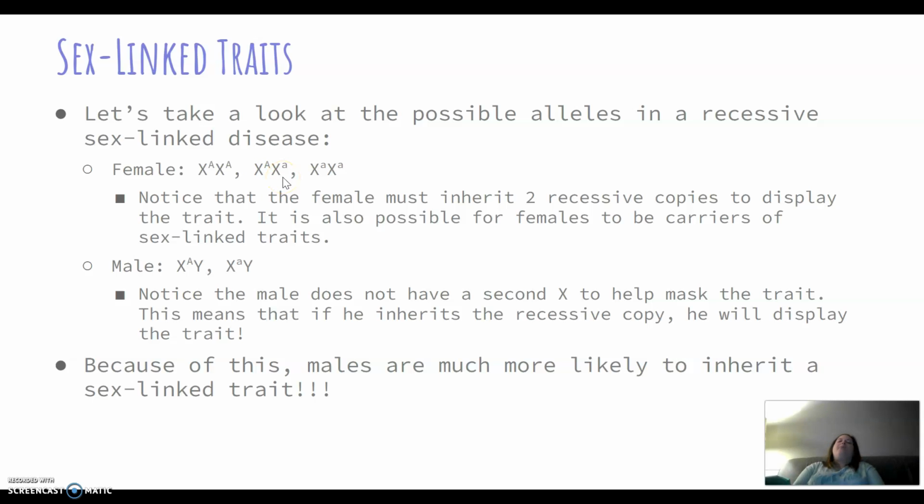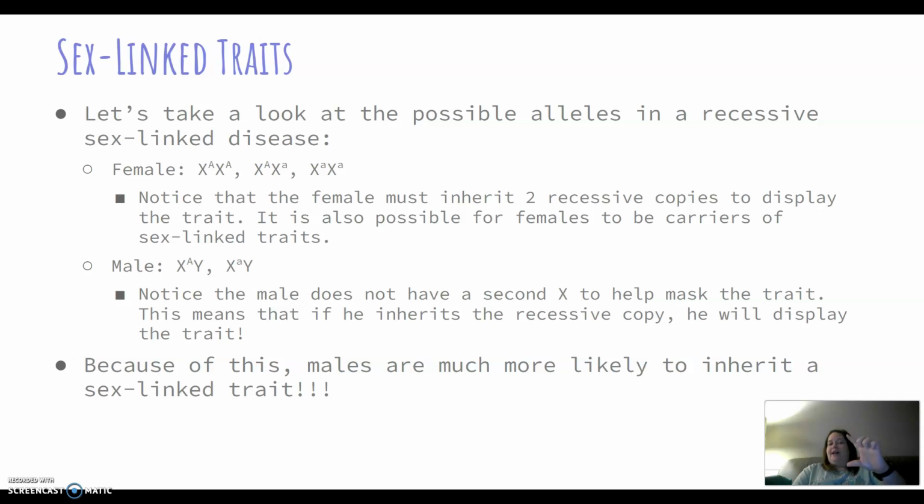When we look at male possibilities, we've got X big A and Y, because Y doesn't have the trait on it. Y is tiny compared to the X chromosome. Let's just say X is this big, Y is this big. So you've got this whole space up here where there's no spot on the Y chromosome to cancel it out.